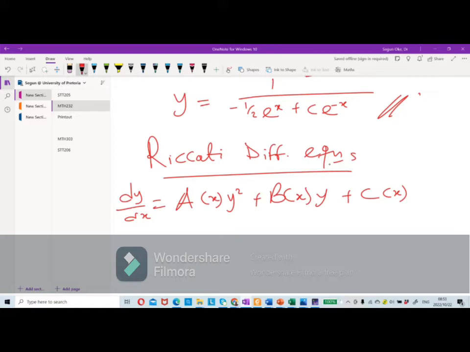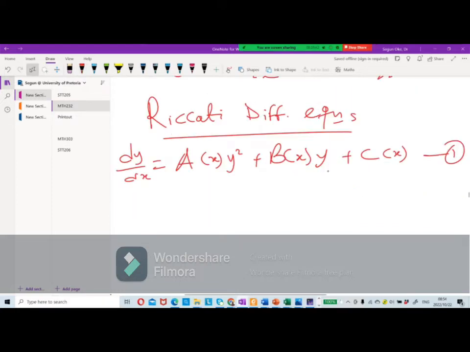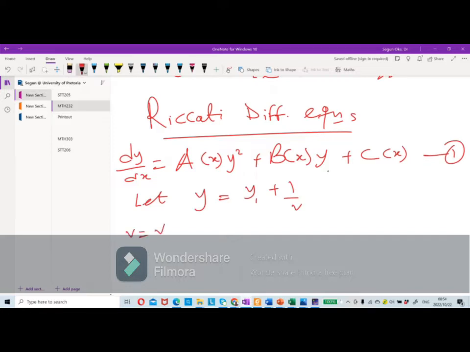And look at the form. Call this one equation 1. We do substitution too in Riccati. Let y equal y1 plus 1 over v. Excuse me, y1 plus 1 over v. And your v is the same thing as v of x. They are dependent on the independent variable. Then our y1 is a particular solution.